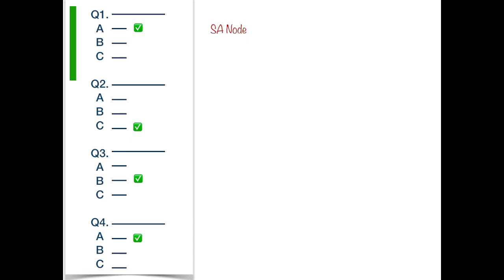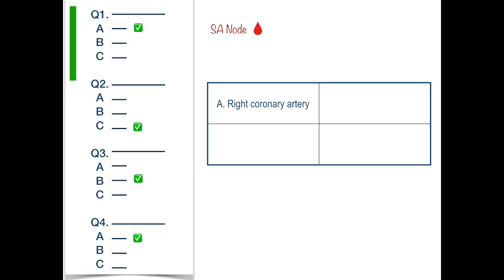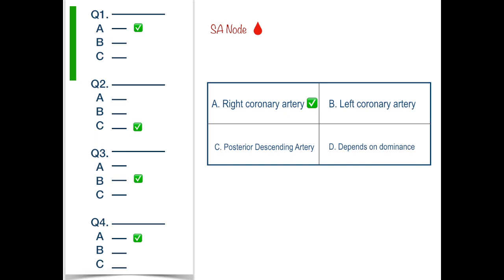Question number 2. The sinoatrial node receives blood from Option A, right coronary artery. Option B, left coronary artery. Option C, posterior descending artery. Option D, depends on dominance. The answer to this question is right coronary artery.